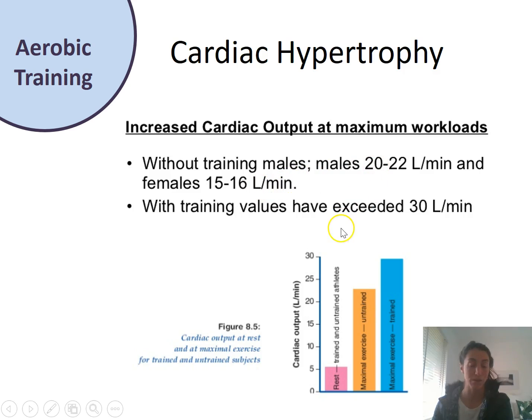Remember, males and females are going to be different here. So you can see the untrained cardiac output here is sort of average there at about 23 litres per minute. Whereas with training, the values can be improved to about 30 litres per minute. So that means we're going to have a greater volume of blood pumped from the heart at maximum workloads.